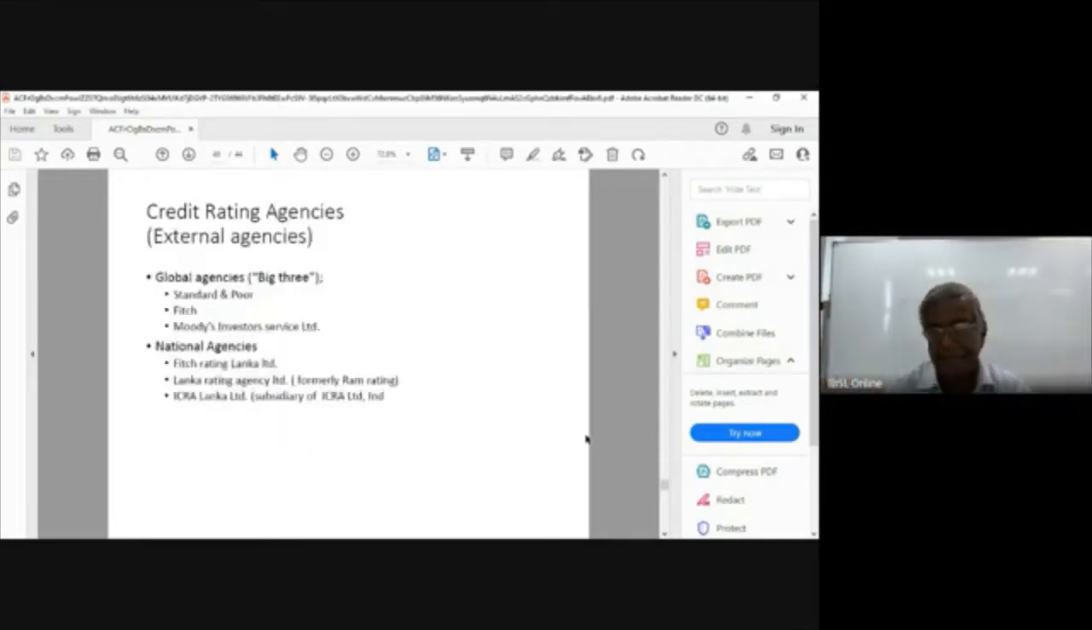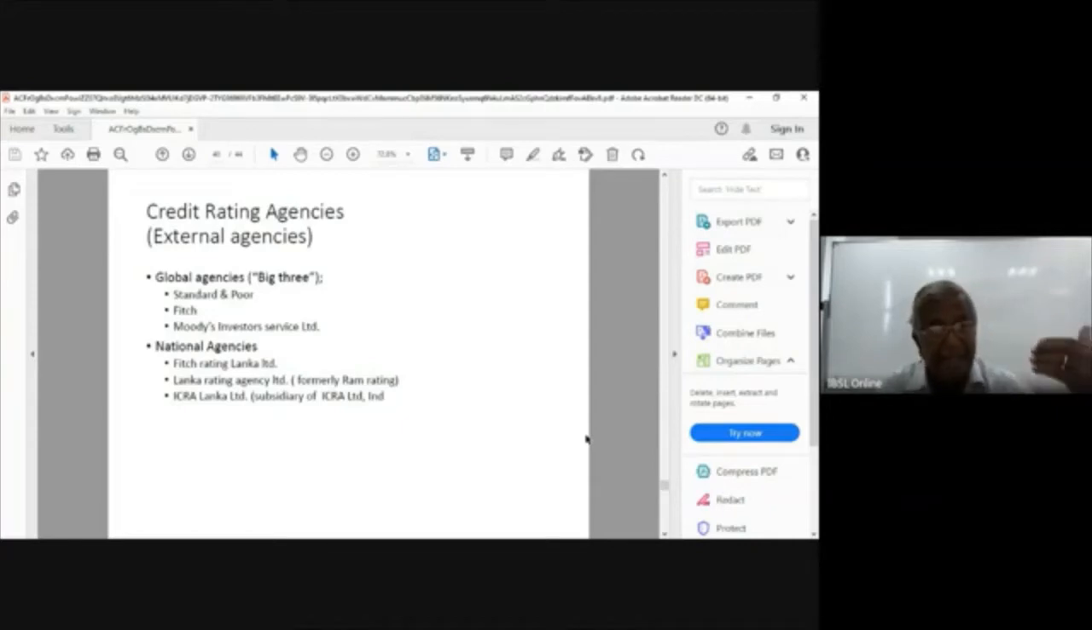Credit rating agencies. There are credit rating agencies that carry out the credit rating of customers. External agencies, global agencies, there are three, they call it the big three. One is Standard & Poor's, the other one is Fitch, then Moody's Investors Service Limited. Globally, these three companies do more than 90% of the rating.